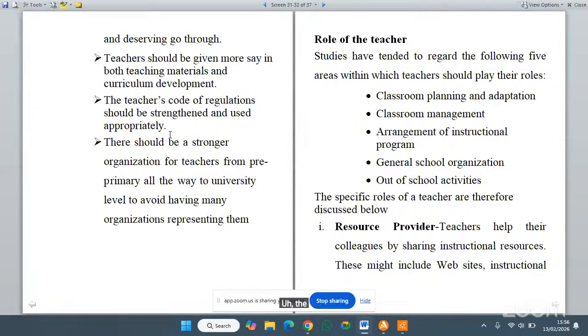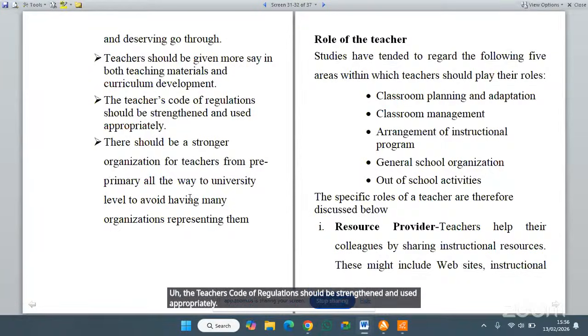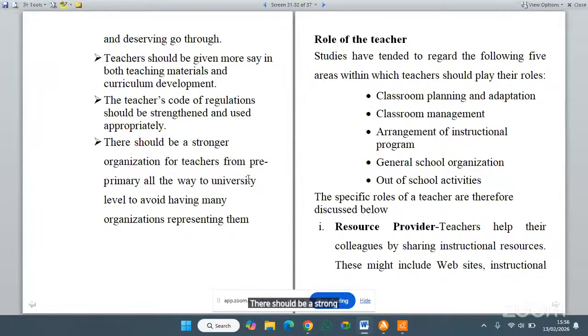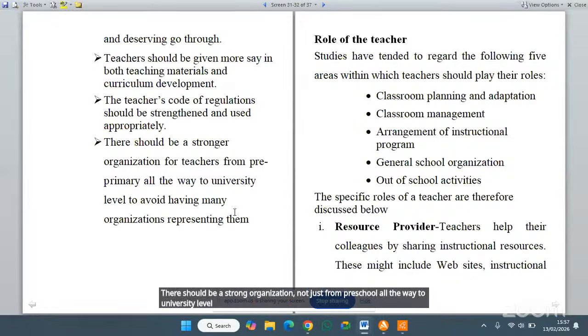The teacher's code of regulations should be strengthened and used appropriately. There should be a strong organization for teachers from preschool all the way to university level to avoid having many organizations representing them.